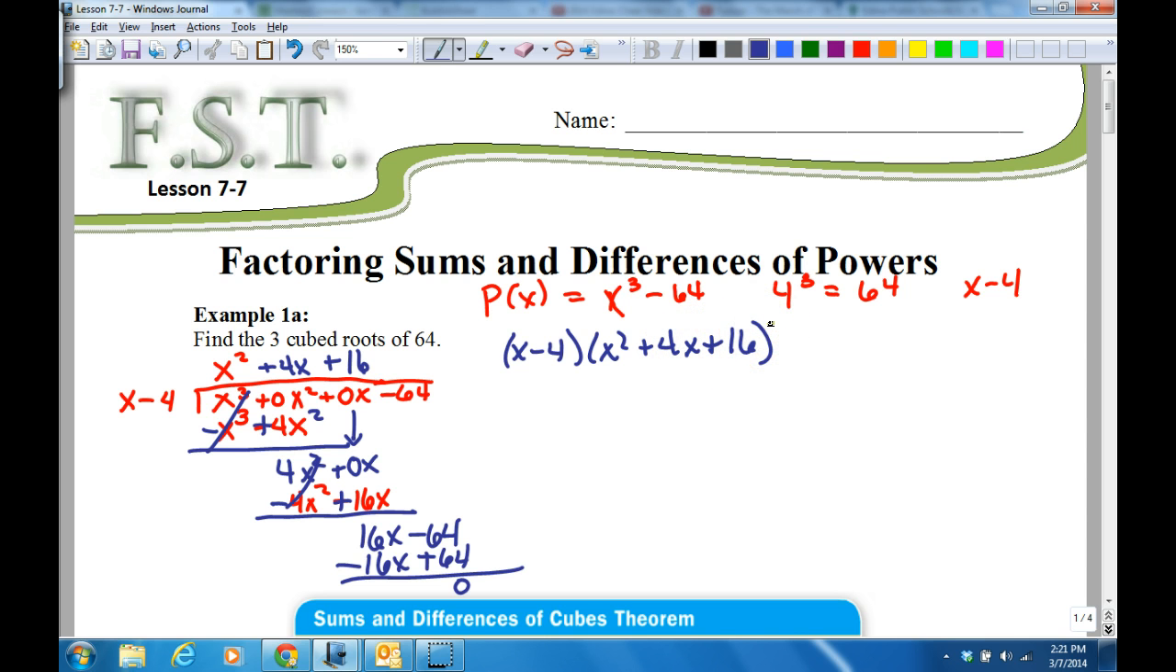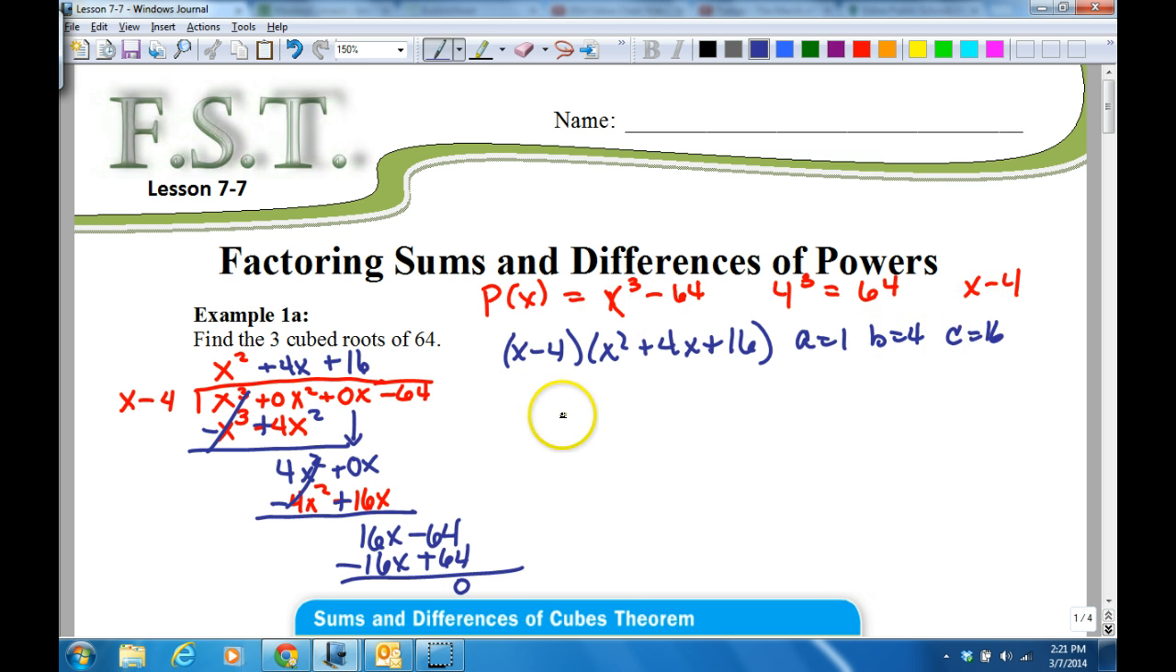Okay, I need to find the other two factors. I've got it down now to a trinomial. What can I use to factor this down? You only need 1. I can use the quadratic formula. So what's my a, what's my b, and what's my c? A is 1, B is 4, C is 16.